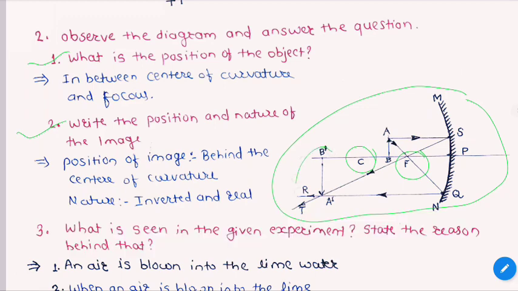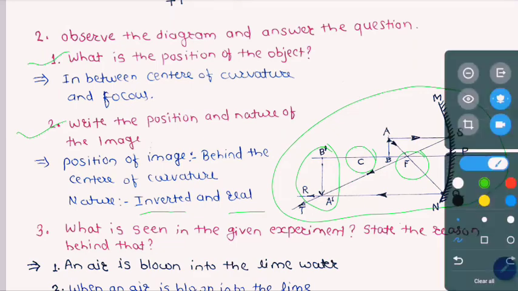You can see that the image is formed behind the center of curvature. That is, the position of the image is behind the center of curvature, and the image is of course inverted and real.